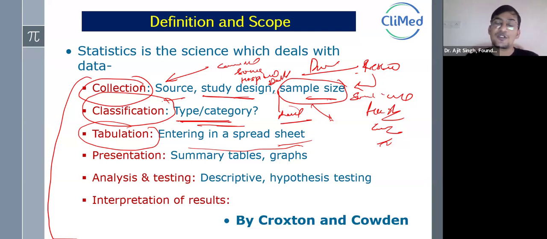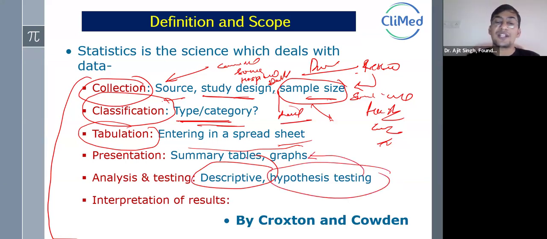Whether it is SPSS, SAS, G Power, Prisma, or Lotus, there are different softwares. You can directly import the spreadsheet into the software and then run the analysis. You can get the descriptive analysis and hypothesis testing, and then based on that you can make the graphs, summaries and tables. That is called data representation after analysis.